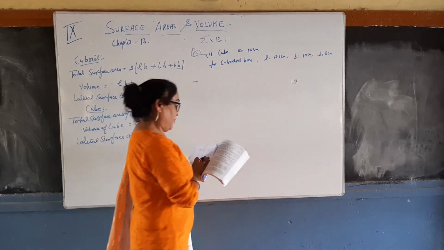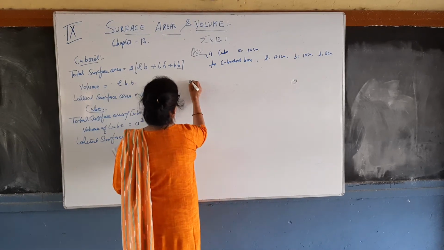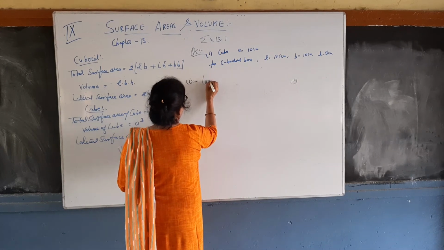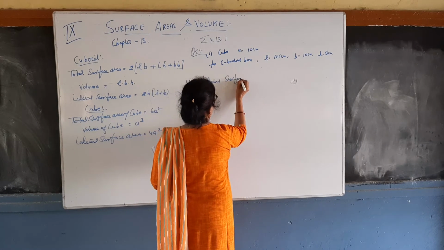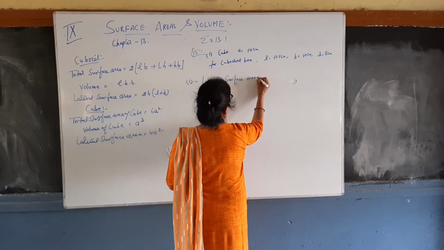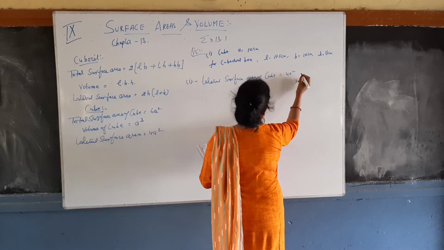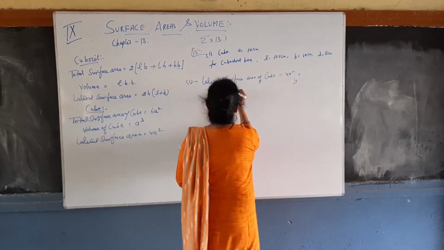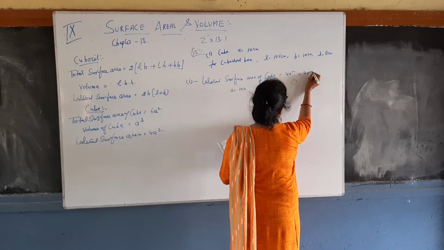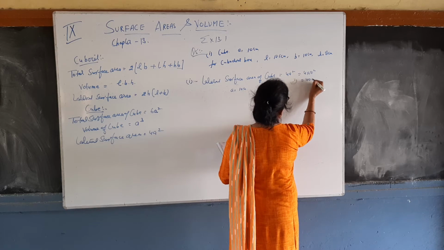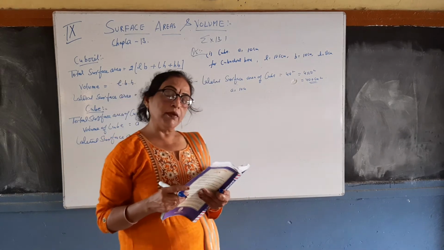Then what is the question? Which box has greater lateral surface area? First we will find the lateral surface area of cube. It is equal to 4A square. A is given 10 centimeters. So 4 into 10 square, it is 400 centimeters square. So lateral surface area of cube is 400 centimeters square.